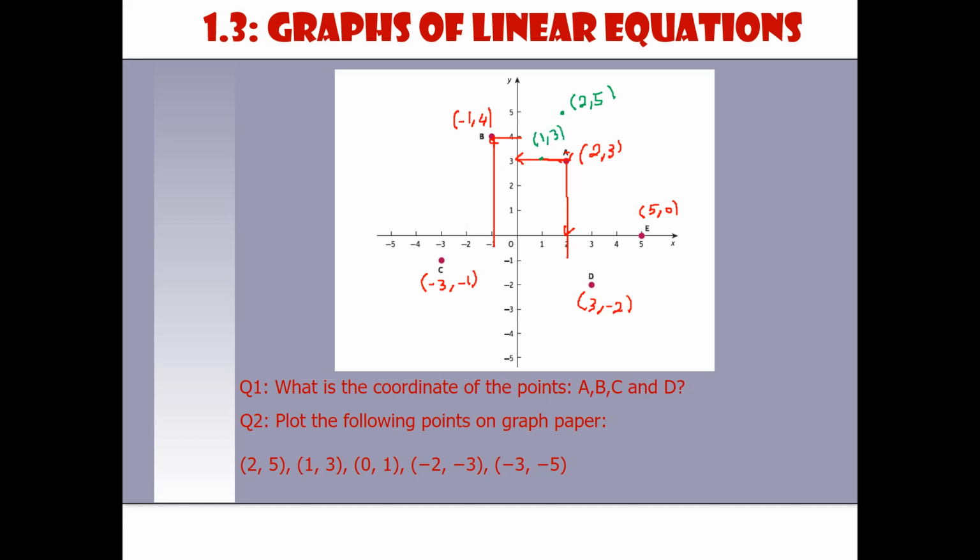Now for the third point, 0 and 1, 0 means you stay at the origin. You don't move to the right and left along the x-axis. This is the 0 for x, and for y it's 1, then you go up until you reach y equals 1. So the coordinates of the point will be 0 and 1.